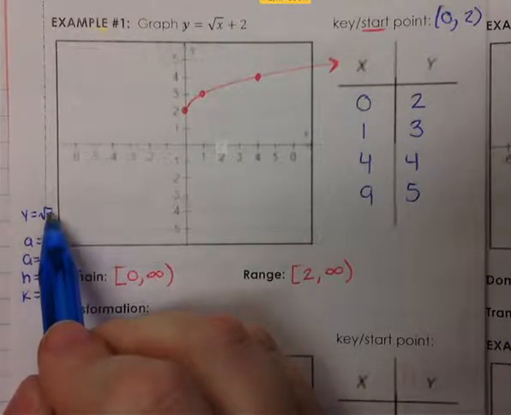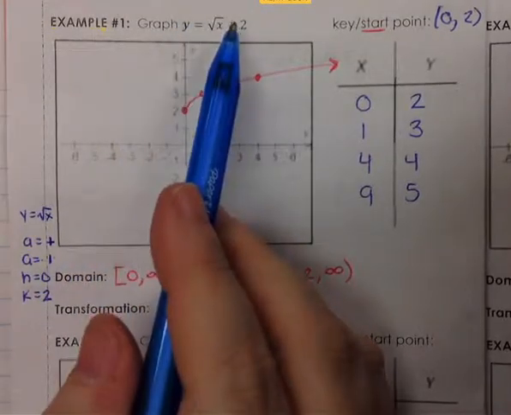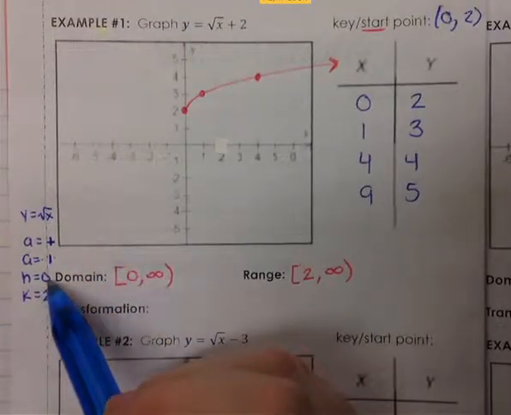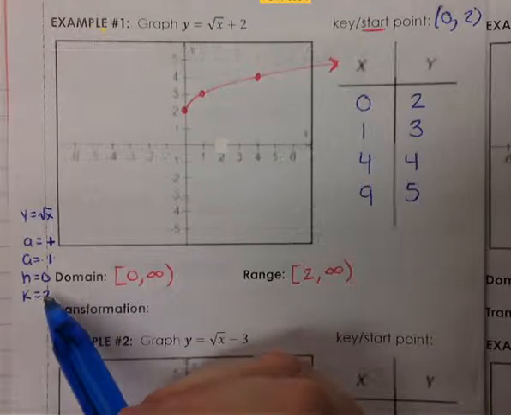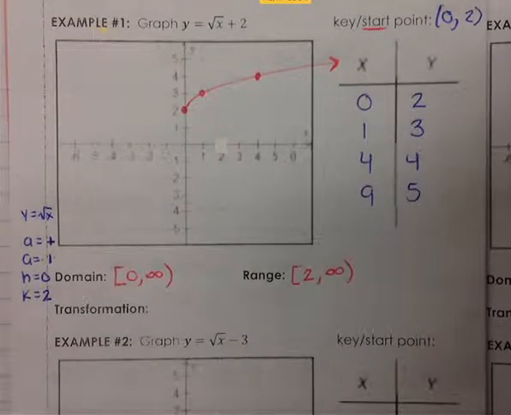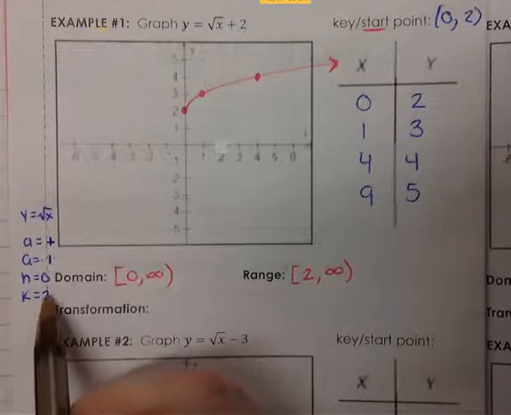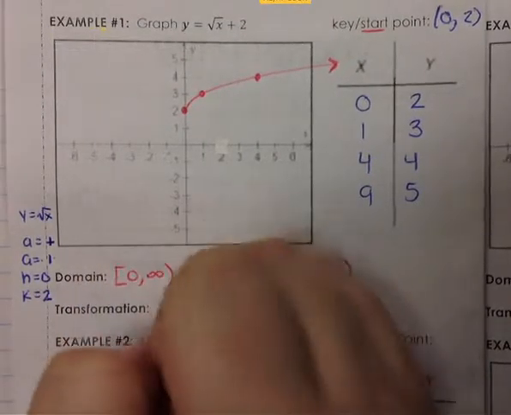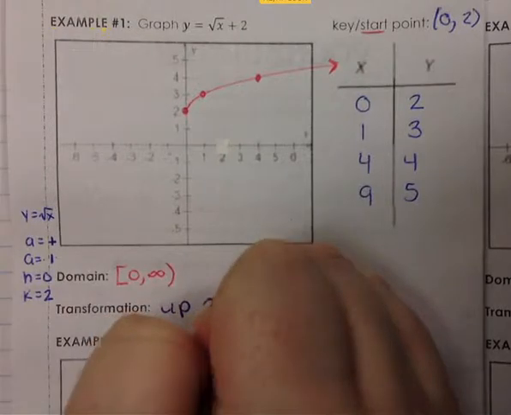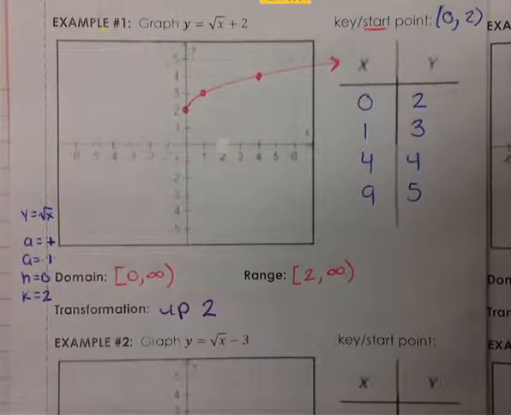There's nothing inside the radical, so h should be 0, there's no change. But the k did change, which means we do have a change in our transformation. This is a positive 2. To get from 0, 0 to 0, 2, we go up 2. That is your transformation, up 2. There is no other transformation, because everything else had no change from the parent function of the square root of x.